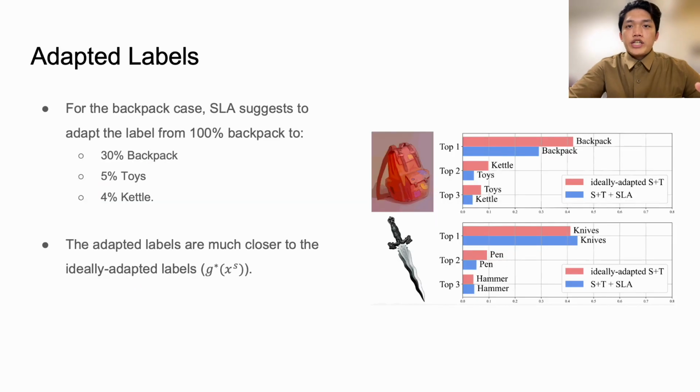To demonstrate the change of labels, we visualize the top 3 probabilities of the adapted labels on 2 classes. For the backpack case, SLA suggests to adapt the label from 100% backpack to 30% backpack, 5% toys and 4% keyboard. After source label adaptation, the adapted labels are indeed much closer to the ideally adapted labels. We can draw the same conclusion for the other class.